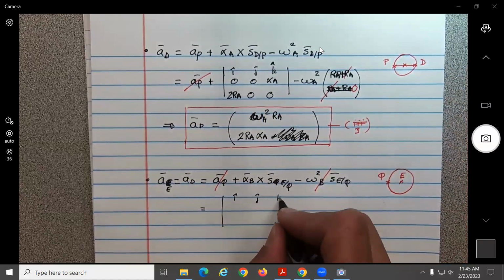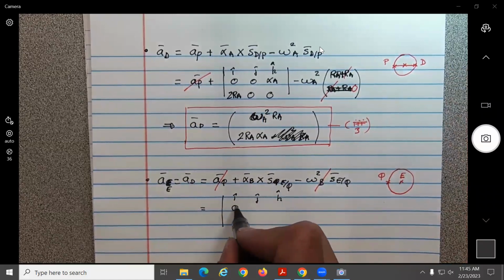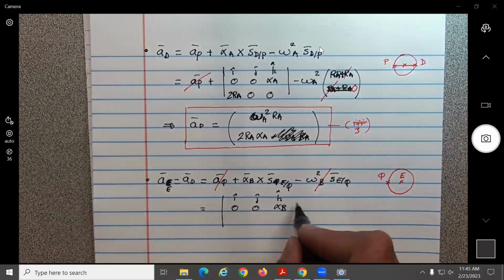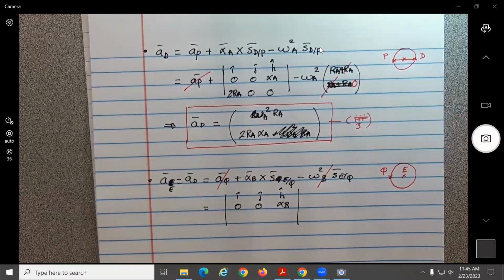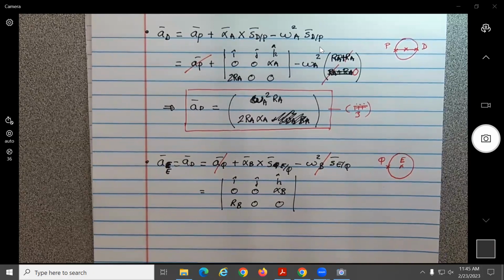I, J, K, 0, 0, alpha B. Position of E with respect to Q, R sub B, 0, 0. So we get over here acceleration of E equal acceleration of D. Will be equal to what? 0. RB alpha B.